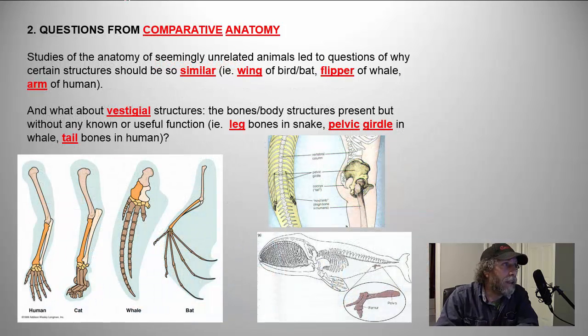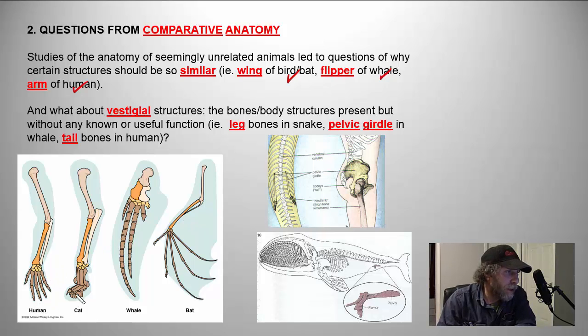Questions from comparative anatomy. Another little piece in the puzzle. So, write down comparative anatomy. Studies of the anatomy of seemingly unrelated animals led to questions of why certain structures should be so similar. All right, they seem to be unrelated. Well, they are related somehow. We'll talk about that. Why are they so similar, some of their structures? For example, the wing of the bird or bat, the flipper of the whale, and the arm of a human. Now, I think you must admit that a bird and a whale and a human are different, right?